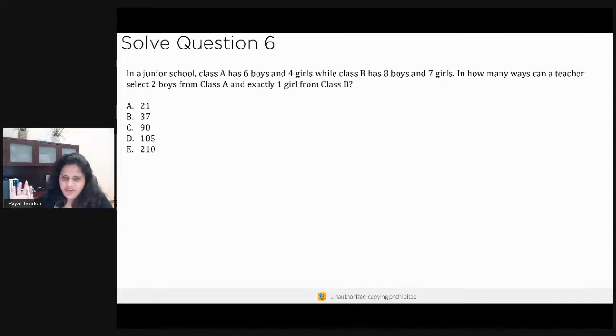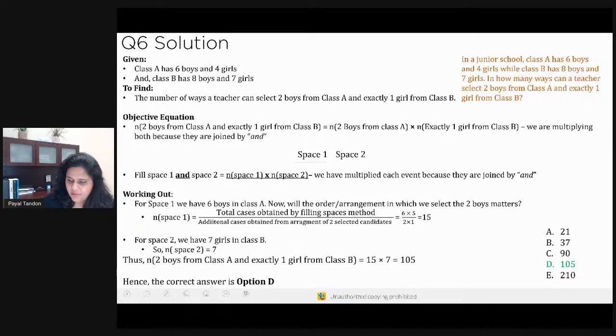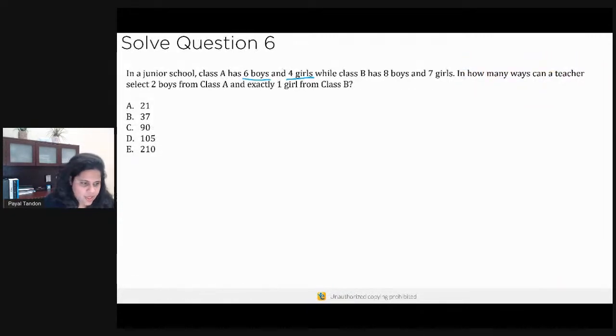All right. So again, a straightforward question. The reason I have these easy questions is so that you know for sure how you're applying the process here. Class A has 6 boys and 4 girls. Class B has 8 boys and 7 girls. In how many ways can a teacher select 2 boys from class A and exactly 1 girl from class B?